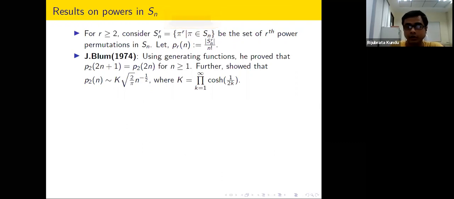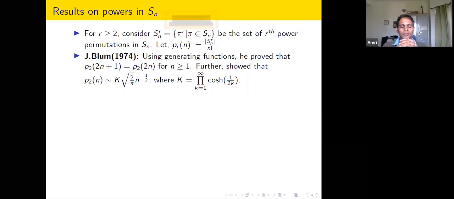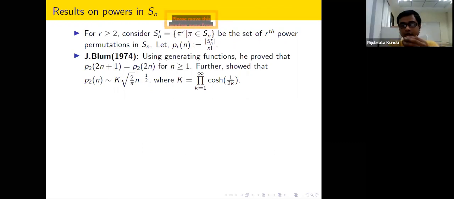Is it easy to see which partitions, which conjugacy classes? Yeah, it is not that difficult. It so happens that for squares, you have to take such partitions where even parts occur an even number of times. And it can be generalized to any prime.